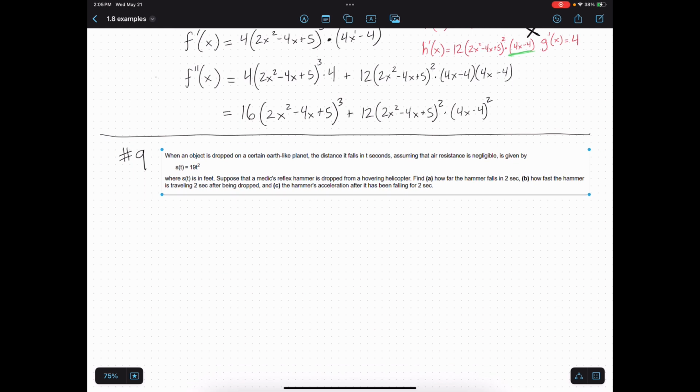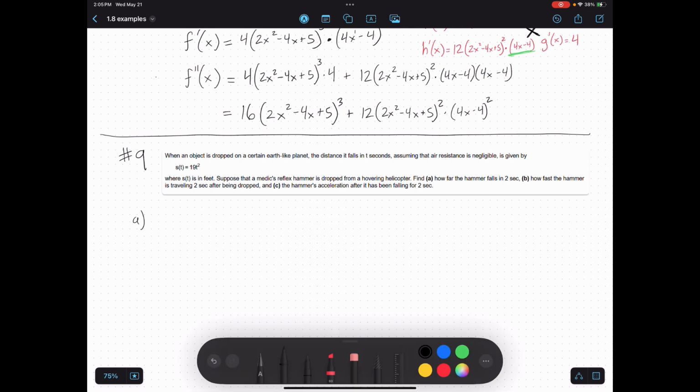Okay, so S of t is in feet. Suppose that a medic's reflex hammer is dropped from a hovering helicopter. Apparently they have helicopters on this Earth-like planet. We're gonna find three different things. First, how far does the hammer fall in 2 seconds? B, how fast the hammer is traveling 2 seconds after being dropped? And C, what's the hammer's acceleration after it has been falling for 2 seconds?